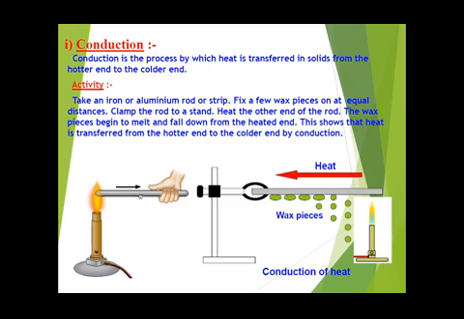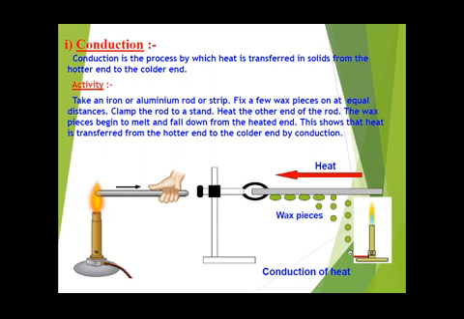You can see here one rod is taken, an iron rod, it is clamped to the stand, and then certain wax pieces are placed at equal distances. Now at the end of the rod we have placed a Bunsen burner. We have started heating the rod. Now what will happen? These wax pieces will start melting, and then they will fall down, and they will first of all start falling down from the end which is near to the Bunsen burner. This shows that the heat is transferred from the hotter end to the colder end.